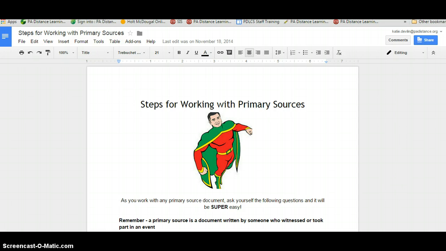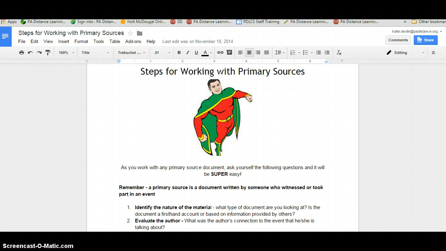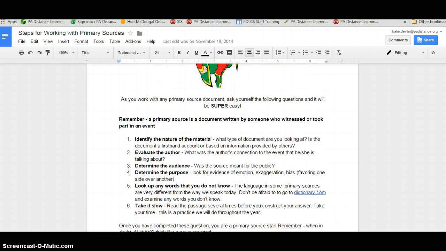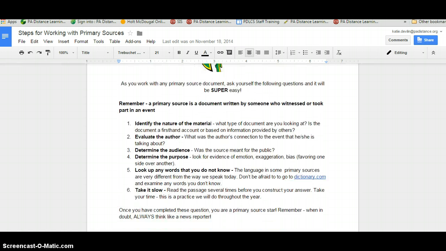So as you work with any primary source document, ask yourself the following questions and it will be super easy. Remember, a primary source is a document written by someone who witnessed or took part in an event. First things first, you need to identify the nature of the material. What type of document are you looking at? Is the document a first-hand account or based on information provided by others? This is something you're going to determine based on what you read.